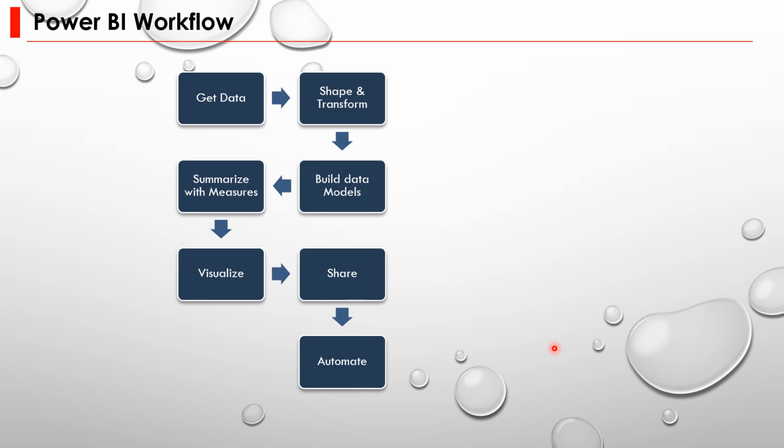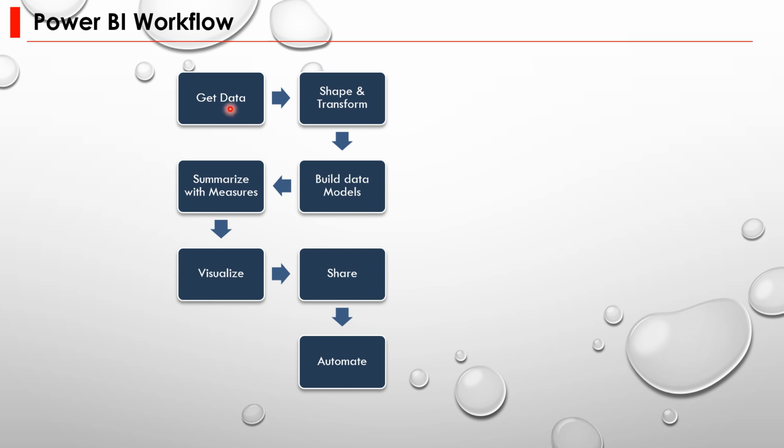That is the ETL process, shape and transform. Then you build your data model, data modeling on Power BI. Then you summarize with measures using DAX, just to create your summaries for analysis. Then you visualize. Visualize is when you start building your charts and your graphs, very interesting interactive visuals. Then you share your reports. After that, you publish and share by publishing to Power BI Service.